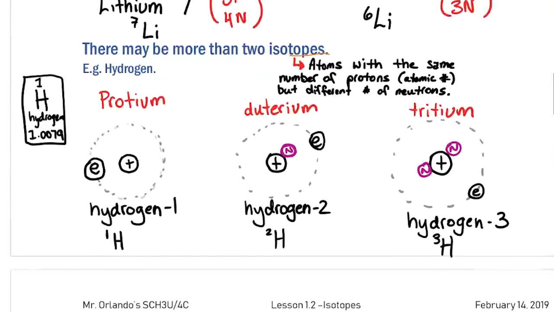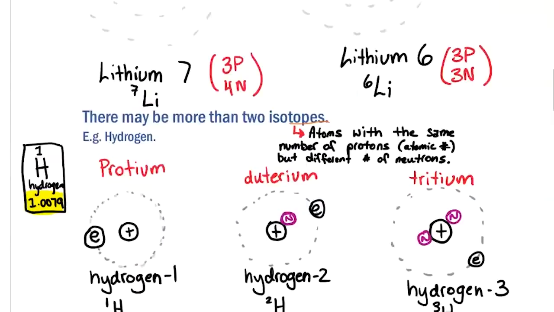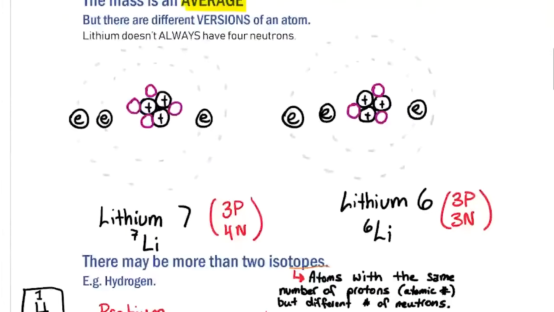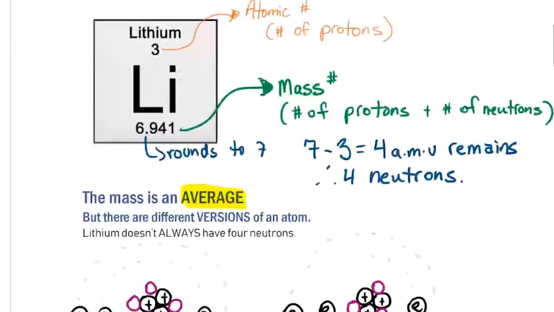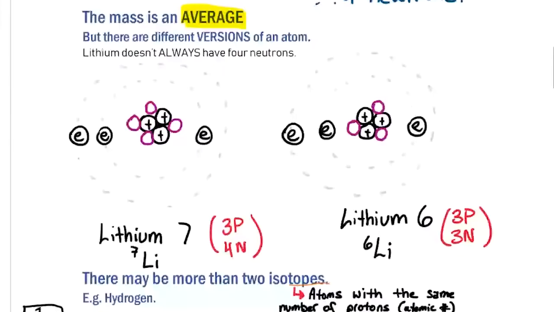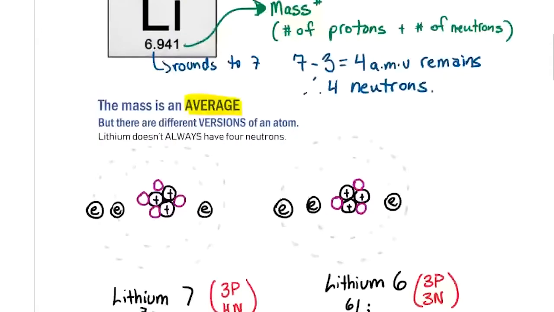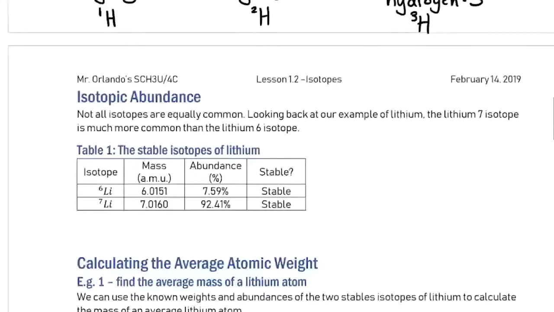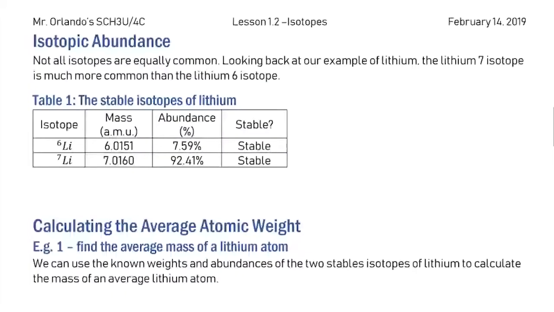Now, the thing to note is that if some hydrogen weighs 1, and some hydrogen weighs 2, and some hydrogen weighs 3, why is the mass basically just 1? Like up here, some lithium weighs 7 and some lithium weighs 6. Why is the mass basically just 7? And the reason is because just because it's an average doesn't mean they're all equally common. So this brings us to the idea of isotopic abundance. And let's talk about that. Not all isotopes are equally common.